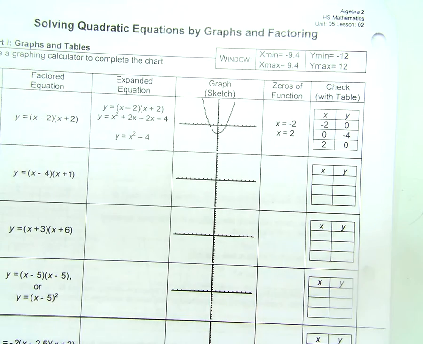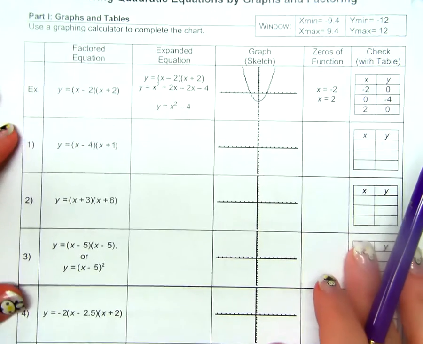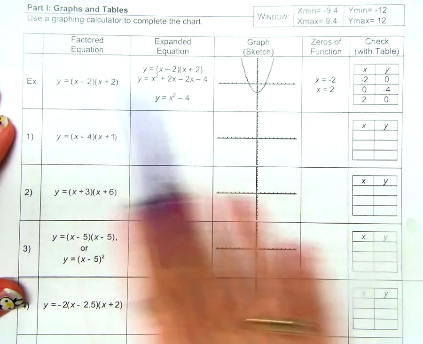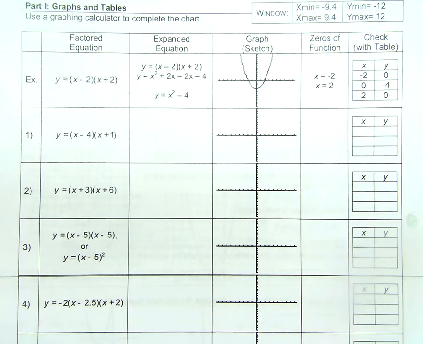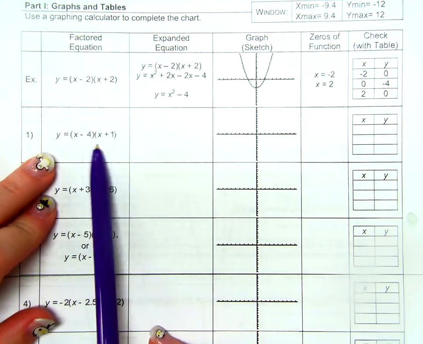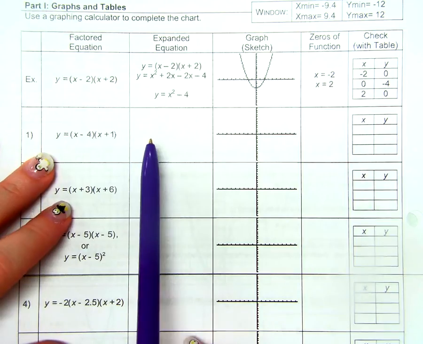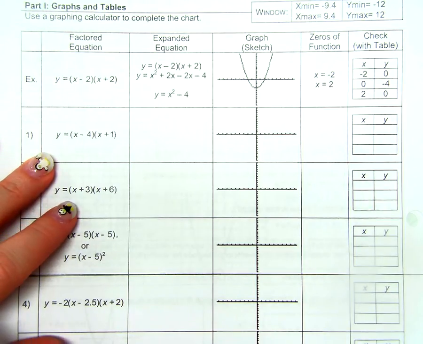Okay? So, let's do part 1. Let's look at graphs and tables. The example is there for you if you want to refer back to it as we go through number 1. Here is an equation that's already factored. I would like the expanded equation. How do we find the expanded equation?